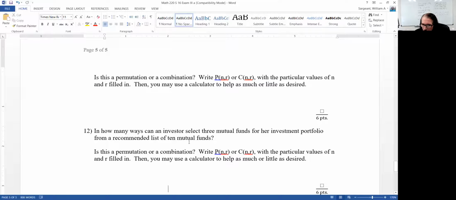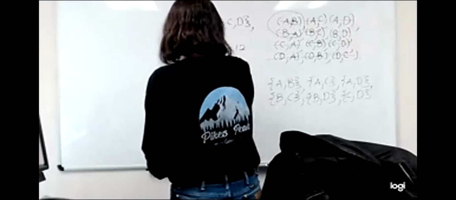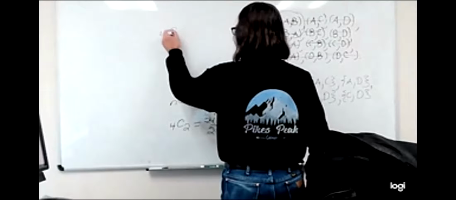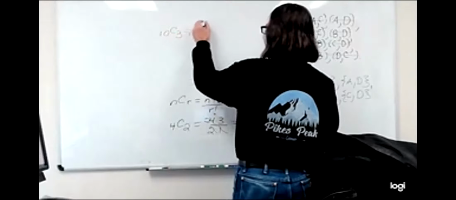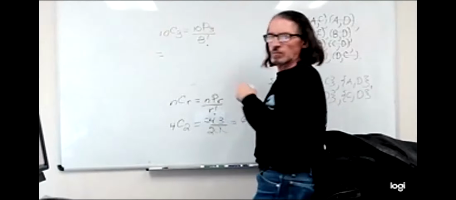In how many ways can an investor select 3 mutual funds for her investment portfolio from a recommended list of 10 mutual funds? You're not arranging those 3. You're just picking those 3 out of the 10. So we're looking for 10C3. By hand, 10C3 would be equal to 10P3 divided by 3 factorial. 3 blanks top and bottom.